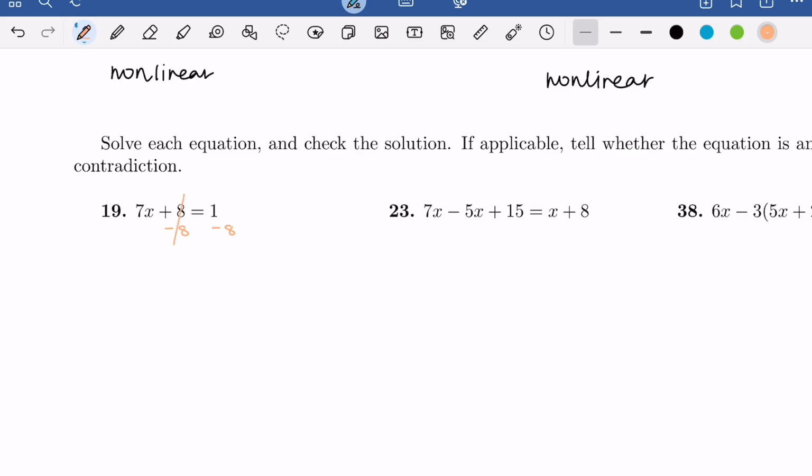These guys are going to cancel out, and we're just left with 7x by itself on the left-hand side of our equation. And then on the right-hand side, we have 1 minus 8. So this is going to give us a negative 7.